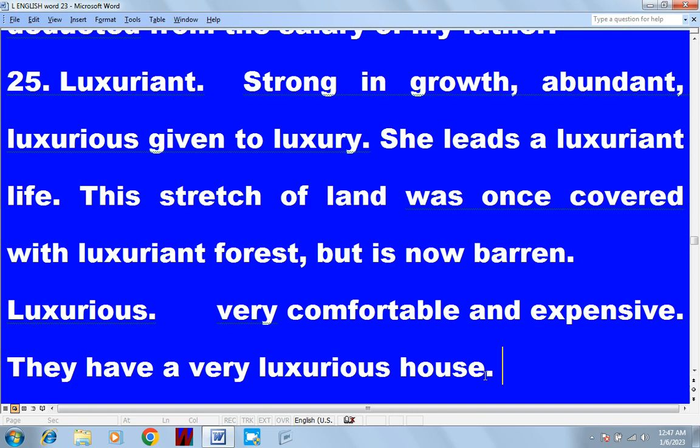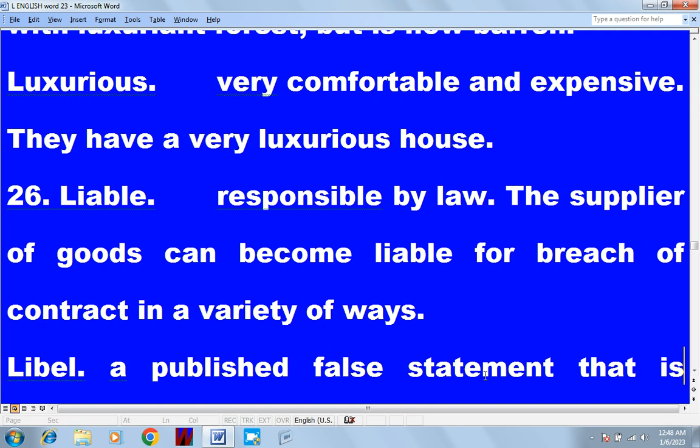Luxuriant. You must remember their spelling. Strong in growth, abundant, luxurious, given to luxury. She leads a luxuriant life. This stretch of land was once covered with luxuriant forest, but is now barren. Luxurious: very comfortable and expensive. They have a very luxurious house.